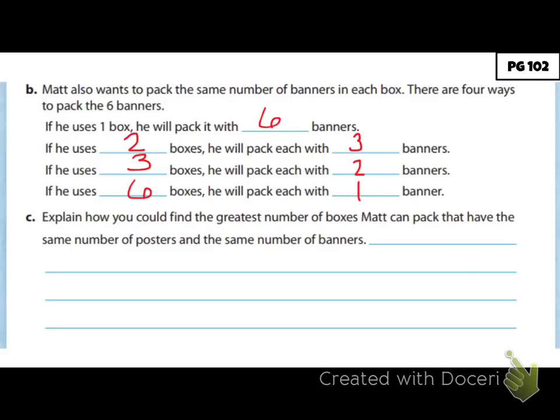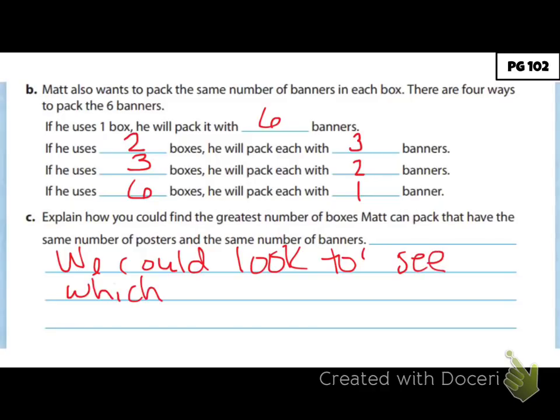Explain how you could find the greatest number of boxes Matt can pack that have the same number of posters and the same number of banners. Well, we could look to see which number they both have in common.